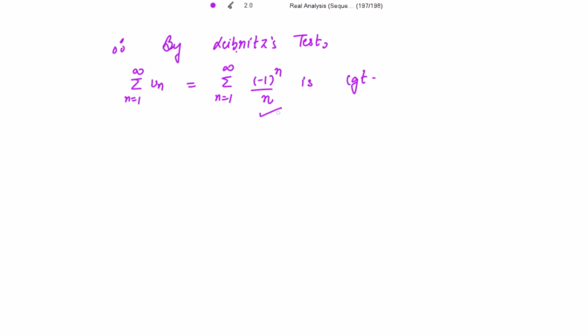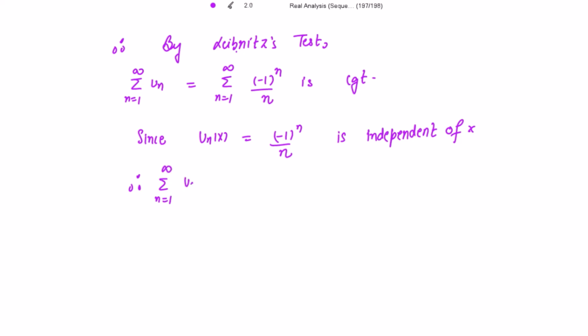And because this is independent of x, so we are writing that since u_n(x), that is equal to (-1)^n divided by n, is independent of x, therefore summation n going from 1 to infinity u_n(x), that is equal to summation n going from 1 to infinity (-1)^n divided by n, is uniformly convergent, right? Please note that.